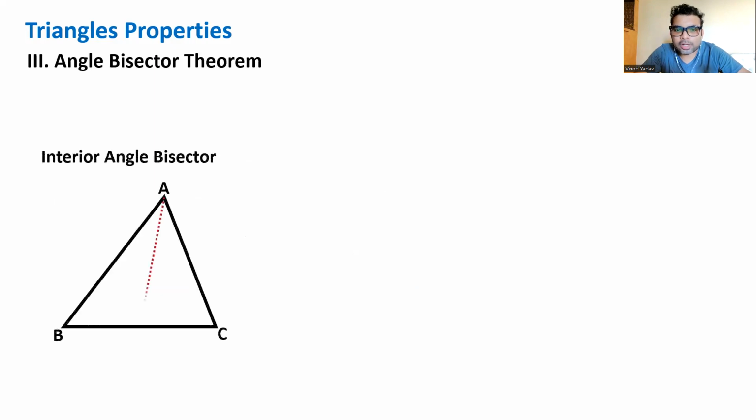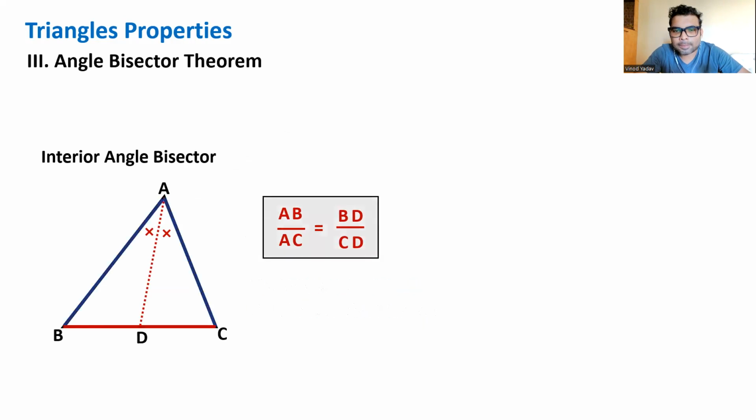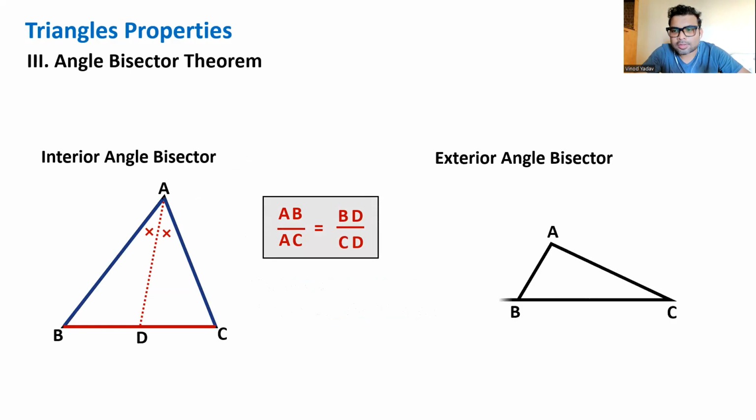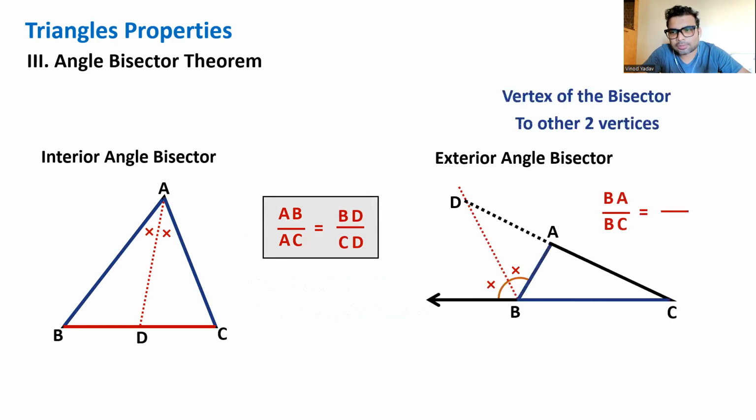Angle bisector we have already seen. Dash equal to dash. This was interior. Similarly, exterior. Same funda. Dash equal to dash.